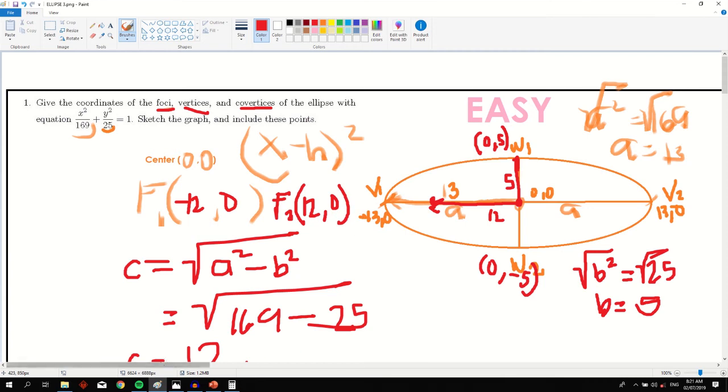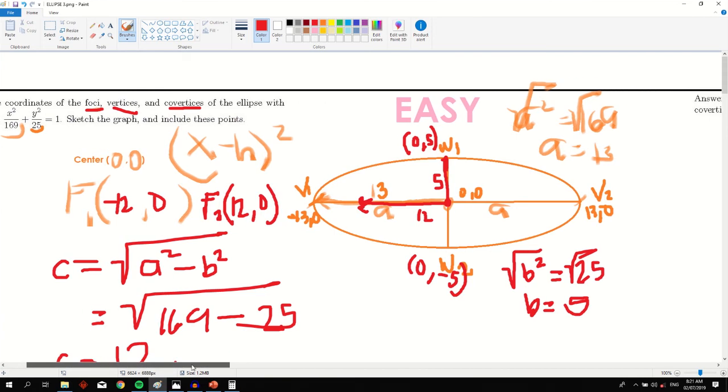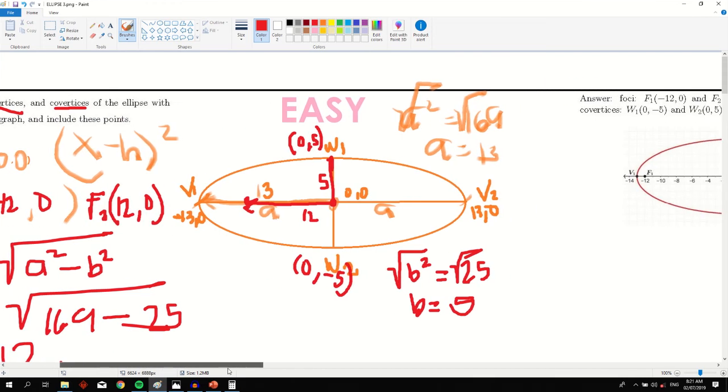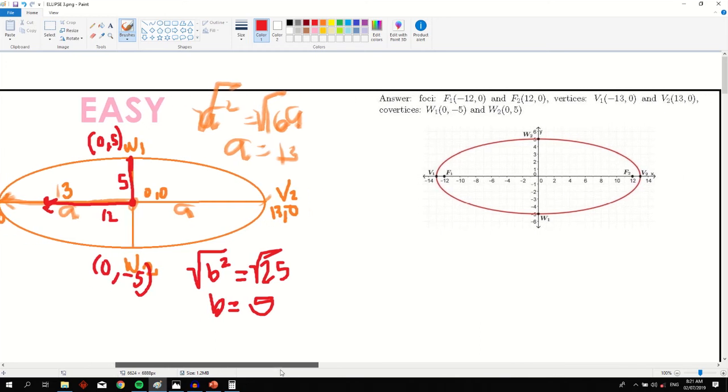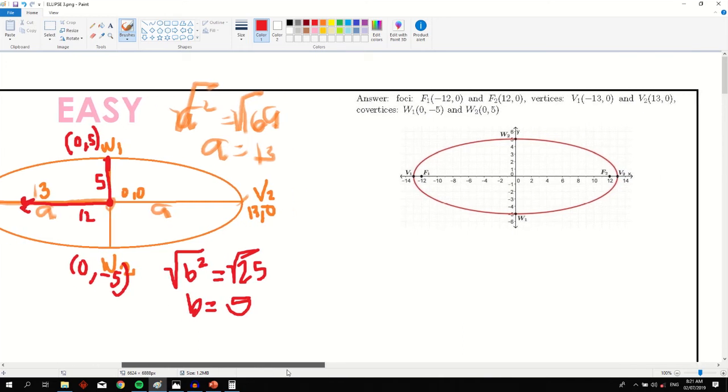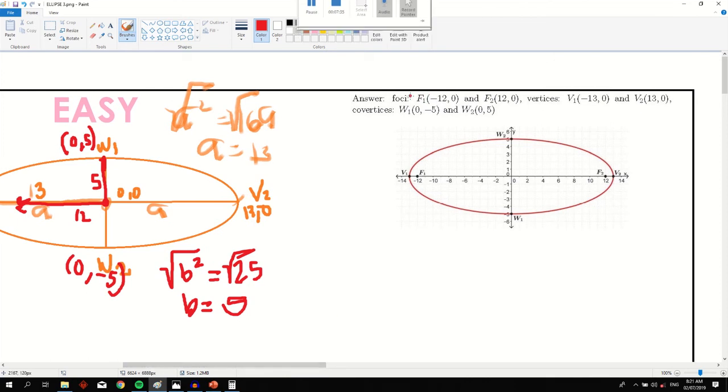So let's check if our answer is correct. Oh, it looks the same, right? Yeah, very much the same. So here we have, of course, we will cut this because it's much easier to cut this one.